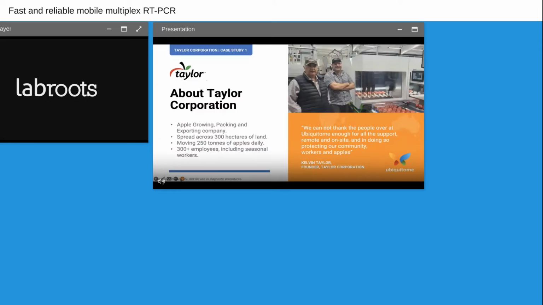So first on the list is Taylor Corporation. As the image suggests, they are in the apple growing, packing, and exporting business. They own roughly 300 hectares of land spanning for miles and miles. So they export quite a hefty load of apples. And one of their major concerns, especially when the Omicron outbreak was first cited, was that they needed a solution quickly.